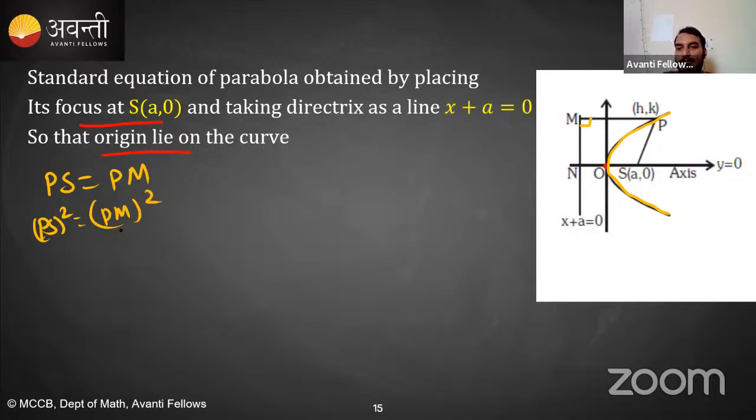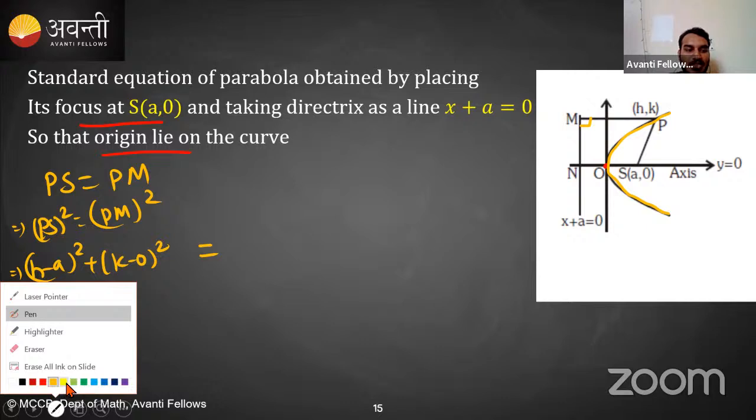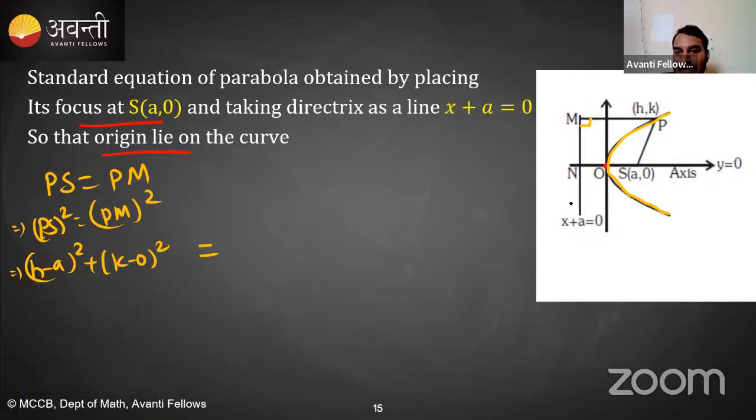What is PS square? The distance between the points P and S is (h minus a) whole square plus (k minus 0) whole square. And what is PM square? What is this distance PM? Can anybody tell me in the chat box what this distance PM is? See, this distance is a.